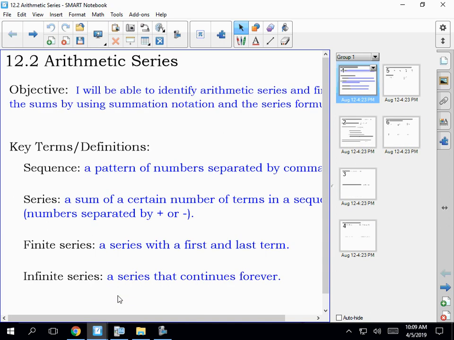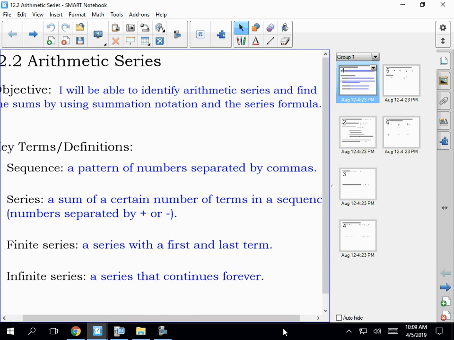Where a sequence is a pattern of numbers separated by commas, a series is a sum of the numbers of that sequence. So you'll have plus signs in between them instead of commas. So a series is a sum. Once again, a sequence is a pattern of numbers. You actually already wrote that down on the first page, a pattern of numbers separated by commas. That was 12.1, I think. A series, this is the new part, is a sum of a certain number of terms in a sequence.